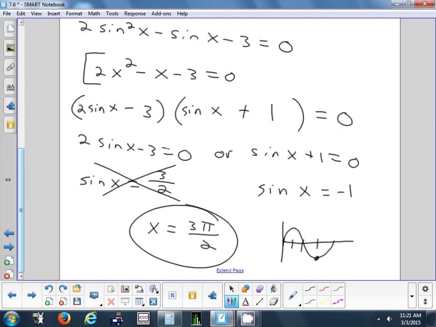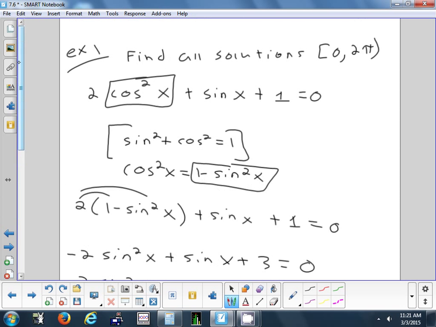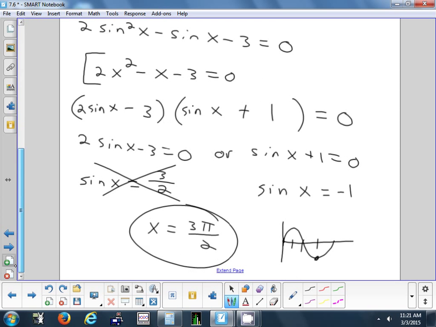Okay, if you weren't sure, you didn't understand how to do the graph, you can use your calculator. You plug that in, it's going to tell you -90. But my directions said find answers between 0 and 2 pi. So if you have -90, just add 360 to it. And that makes it 270. And then convert to radians. Okay, any questions on that?